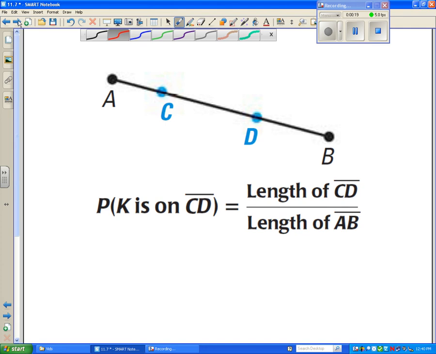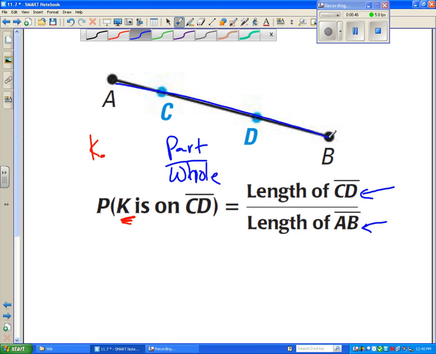Alright, segments, easy definition. An example of probability: that some point, let's call this K, is somewhere on this segment CD, if it has to be on the entire segment, would simply be the length of CD divided by the length of AB. You can think of this as the part over the whole, just like calculating fractions. The whole is AB, the part is CD.